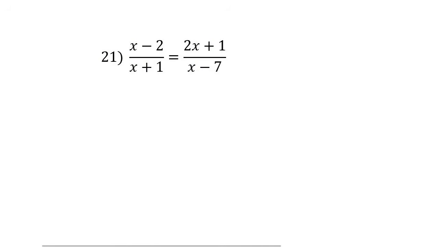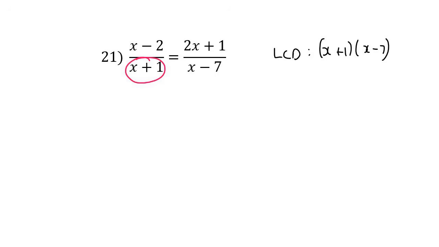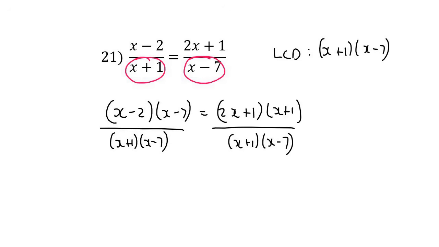With question 21, the denominators cannot be factorized any further. And so straight away we can say that our lowest common denominator will be x plus 1 and x minus 7. And so all that means really is that this one still needs to be multiplied by x minus 7 and this one still needs to be multiplied by x plus 1. So you would end up with something like that.